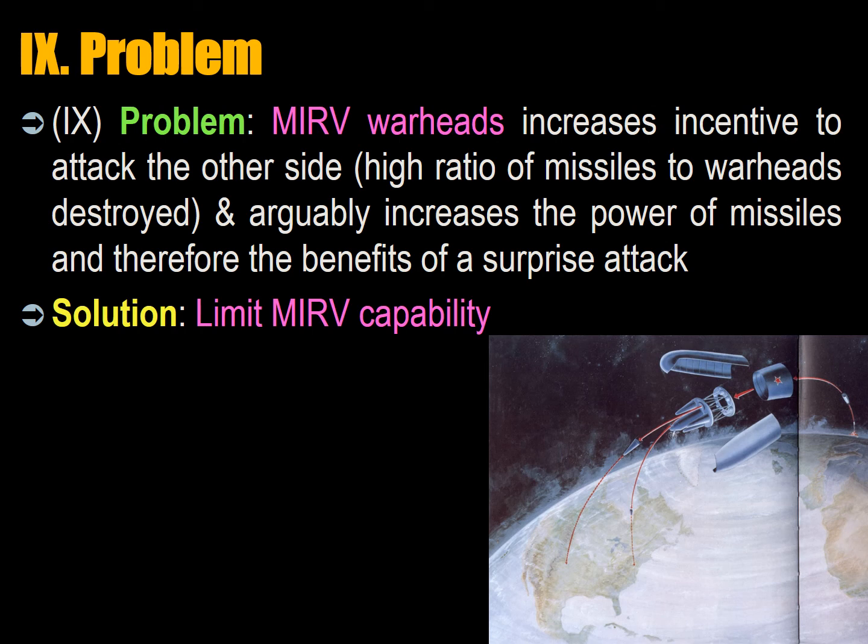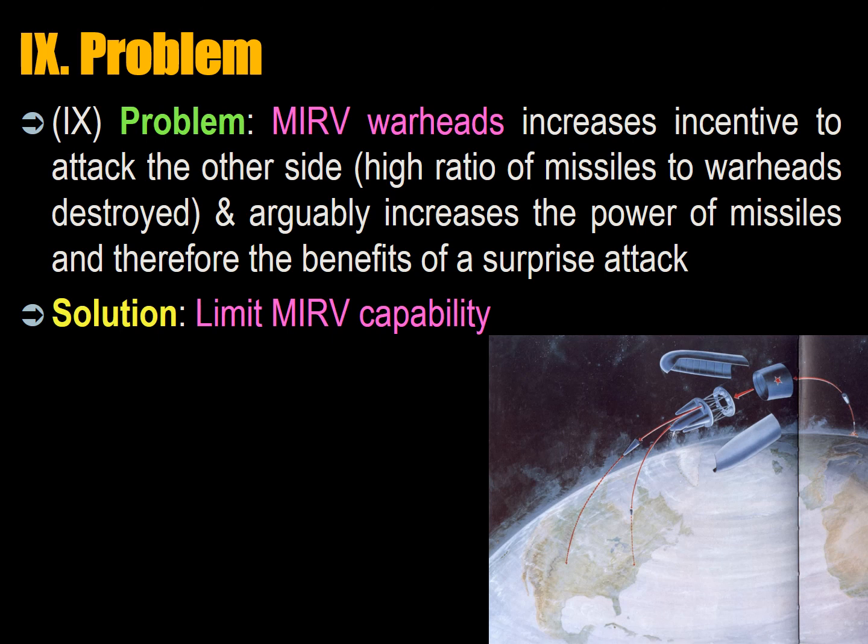Problem 9. MIRV warheads increase incentives to attack the other side. MIRVs are, of course, multiple independently targeted reentry vehicles that you can see in this graphic, where you've got warheads on a bus. This was a rapid development in the 1970s. The US at the beginning of the 1970s were deploying MIRVs, and by the end of the 1970s, the Soviets were deploying MIRVs. It was believed that if you launched one missile, and that missile could launch 6 to 10 warheads, then there was a great new incentive for a surprise first strike. The US developed these in 1971, and the Soviets developed these in 1974.